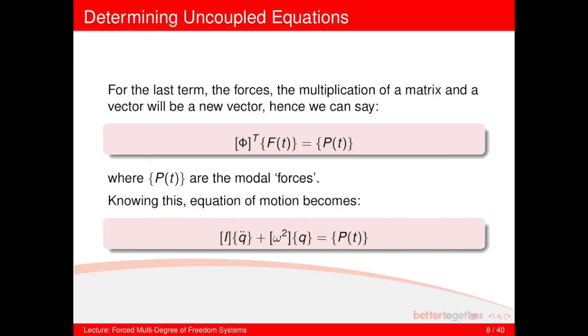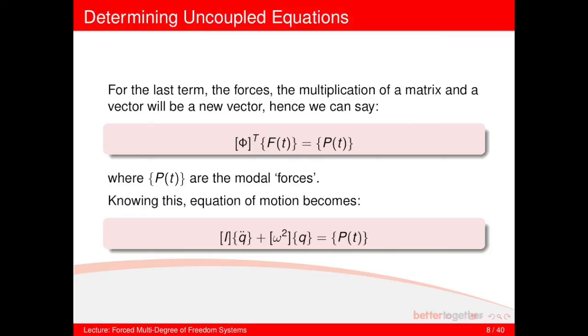And so obviously what we can do is replace that in the equation of motion, and you get this as your equation of motion. Identity matrix times your q double dot vector plus the omega squared terms in the diagonal, times your q vector equals your modal forces.